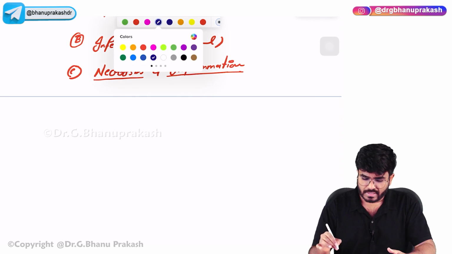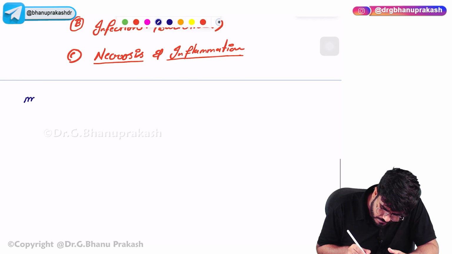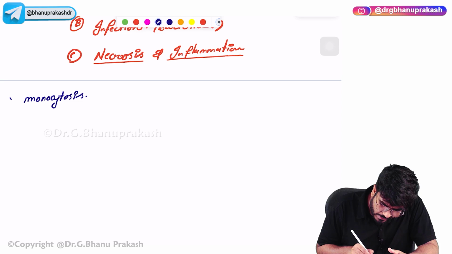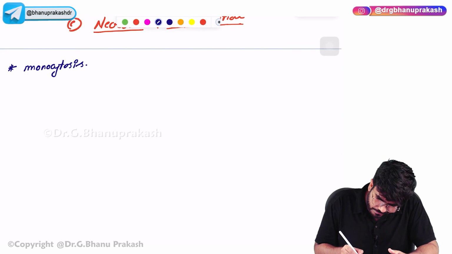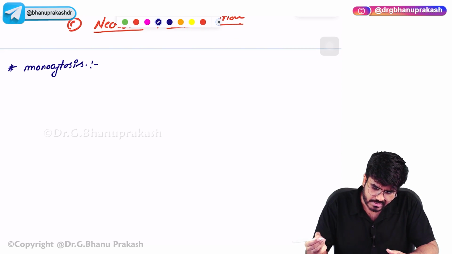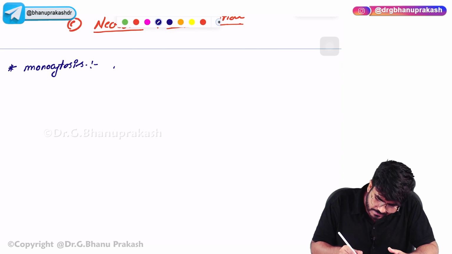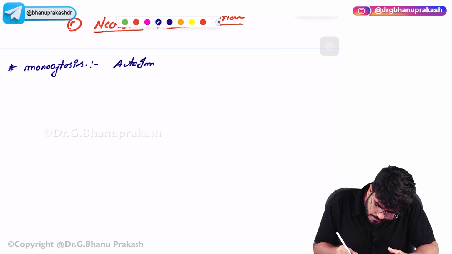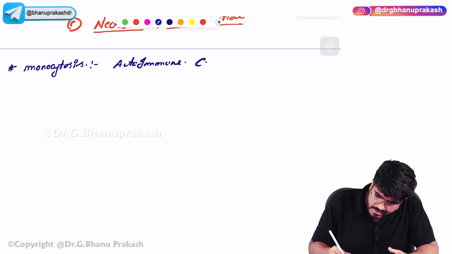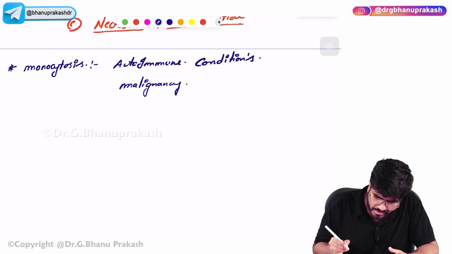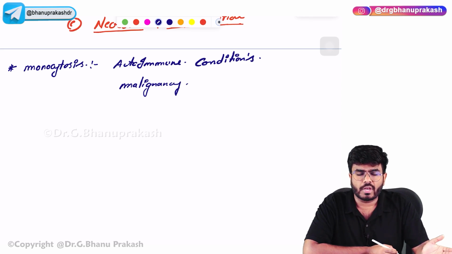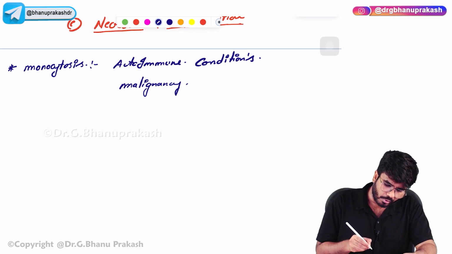Now, let's discuss some other types of leukocytosis. Neutrophilic leukocytosis is completed. Now let's discuss monocytosis, which means the monocytes in the body are increasing. In which conditions are monocyte levels going to be elevated? Monocytosis is going to be seen in autoimmune conditions and especially in cancers, malignancy. If the patient has any chronic, long-term autoimmune condition or malignancy, there can be monocytosis.